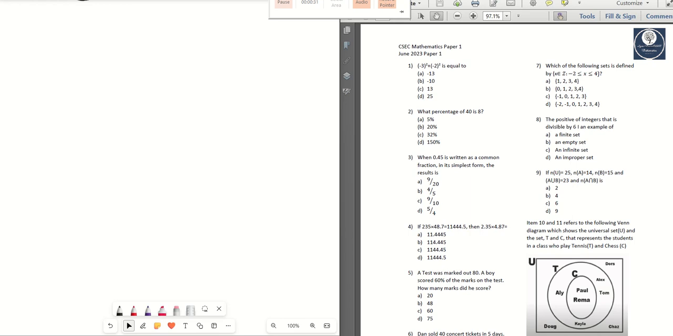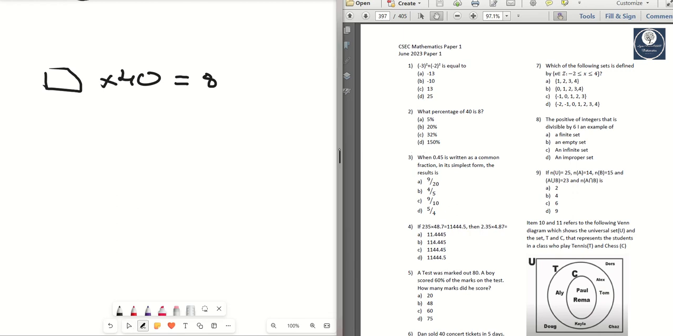Let's look at number 2. What percentage of 40, so something multiplied by 40 is equal to 8. Now there are two ways that you can do this. You can use the answers that you have here and multiply by 40 to see if you get 8, or you can make the box the subject, whichever one you want.